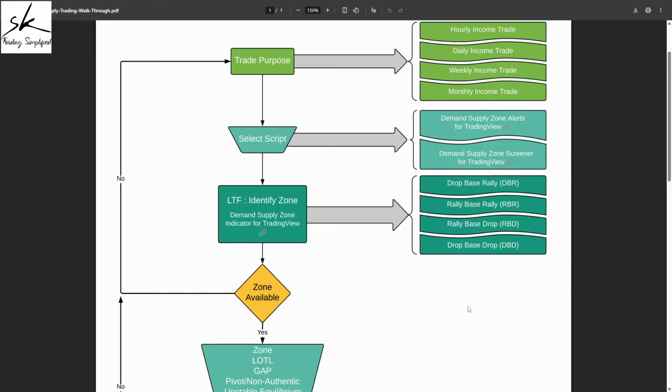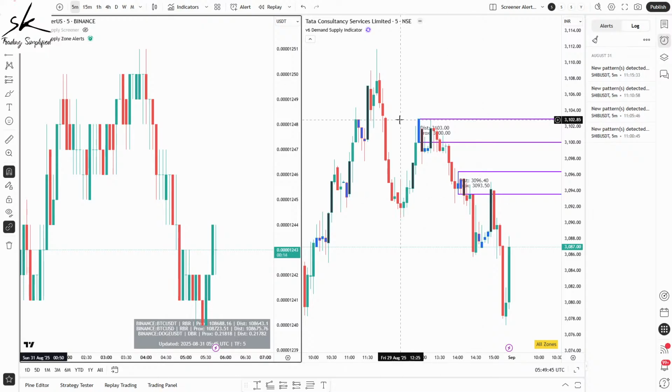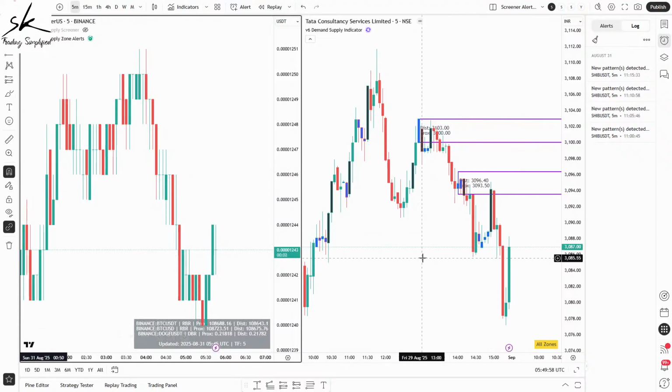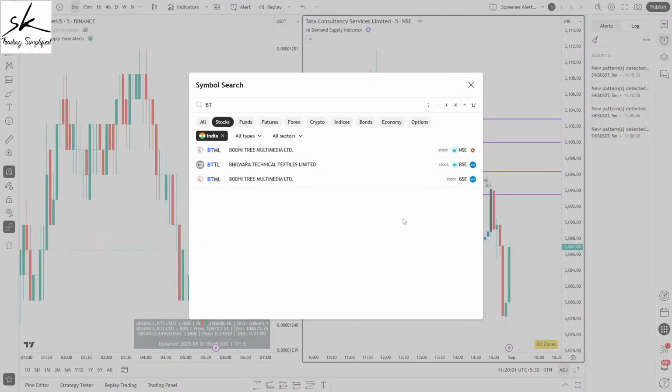So if you talk about alerts, this is what alerts do. You can see we got these alerts during the live session, because as of now only the crypto market is live, so I have placed these alerts on the cryptos. Currently I'm on the 5 minutes time frame, and it is telling me that if I go to BTC USD, we'll have a formation of a zone on the 5 minutes chart.